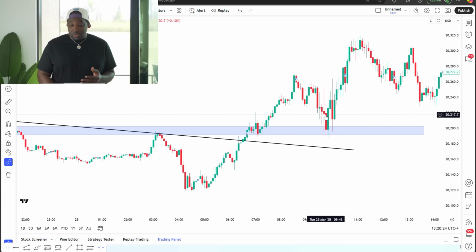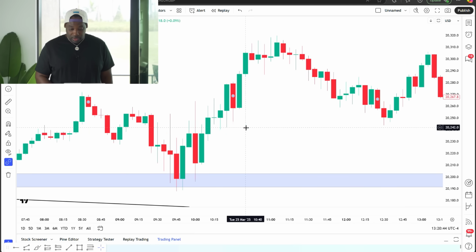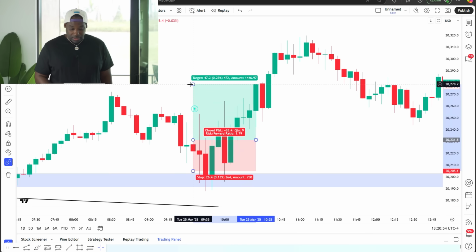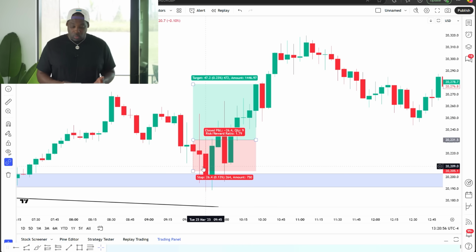So the first trade I took, unfortunately, it was a loser. Guys, you're not going to win 100% of the time. So I lost money on that trade. It was this trade right here, guys, all right? When I saw the market was rejecting right here, I took a long. I got stopped out. It is what it is. You can't win them all.